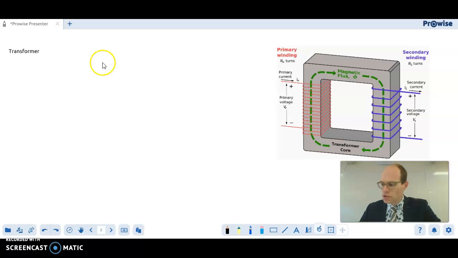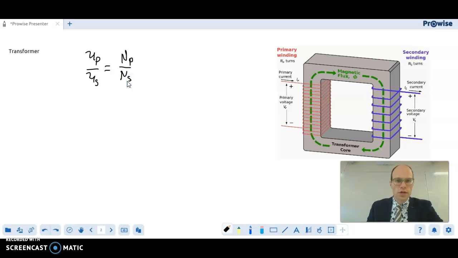So basically, what is a transformer all about? The ratio between the voltages, UP over US, is equal to the ratio of the number of turns or windings, NP over NS. Primary voltage, UP, secondary voltage, US, secondary number of turns, NS, primary number of turns, NP. The ratio is the same.